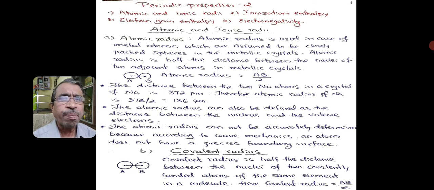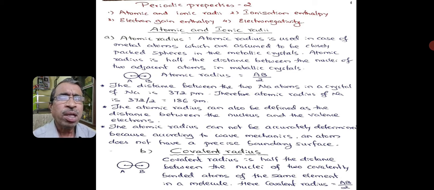There are four important periodic properties. One is atomic and ionic radii. Second, ionization enthalpy. Third, electron gain enthalpy. And fourth, electronegativity. Coming to the first one, atomic and ionic radii.